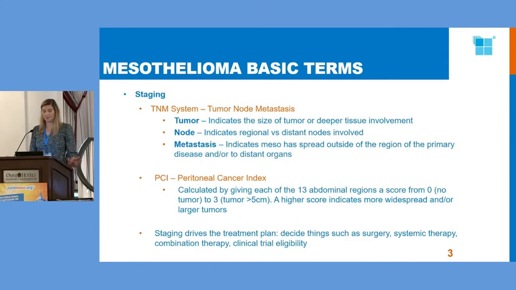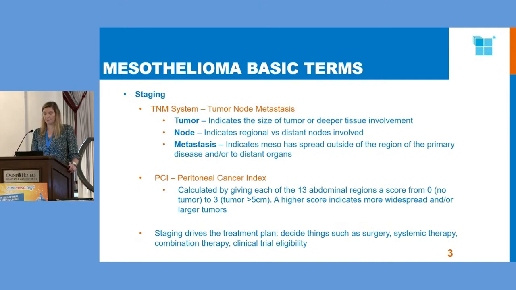Let's talk about staging. So typically we use the TNM system, so tumor node metastasis, and this helps us figure out if the cancer is stage 1, 2, 3, 4, right? So tumor indicates the size of the tumor or deeper tissue involvement. Node indicates regional versus distant lymph node involvement. And metastasis indicates if the meso has spread outside of that primary region.